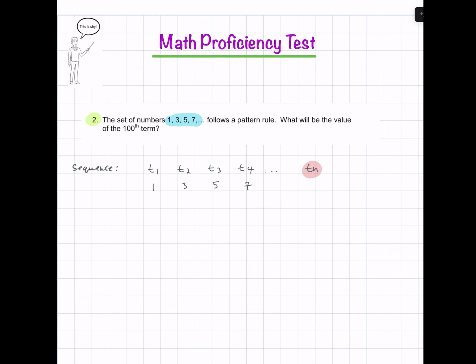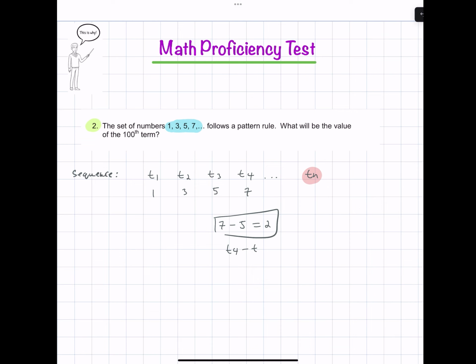And so what's the pattern? Well, if we subtract 2 consecutive terms, 7 minus 5, I get 2, right? T4 minus T3 gives me 2. What about T3? T3 minus T2, well, that's 5 minus 3, which is also 2. Maybe I should put some colors here. And sure enough, if I compute T2 minus T1, well, that's 3 minus 1. That's also going to be 2.